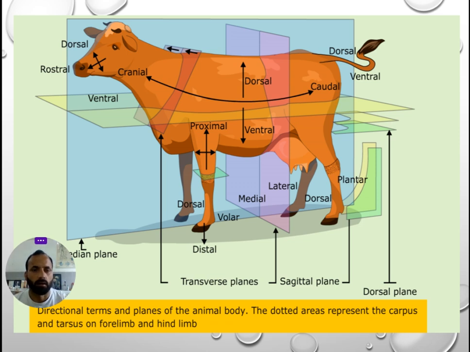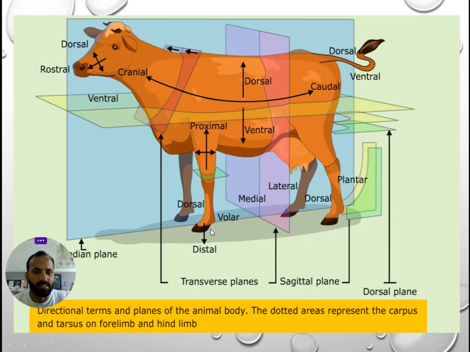Likewise, if we describe the different directional terms or the planes of the animal body, you have directional terms. Dorsal is the backside, or away from the ground, in the case of animals, because they are quadrupeds, unlike us, the bipedal humans. Ventral is towards the ground; anything towards the ground in the body becomes ventral. Then cranial is towards the head, caudal is towards the tail, and rostral is anything directed towards the nose.